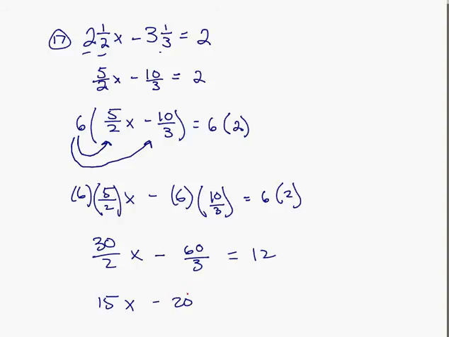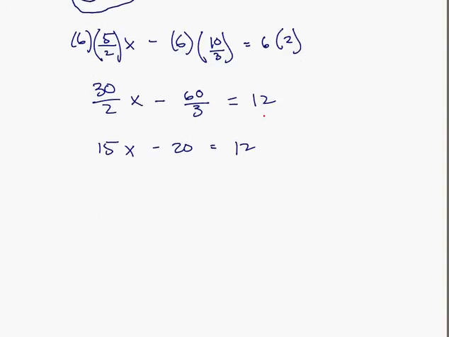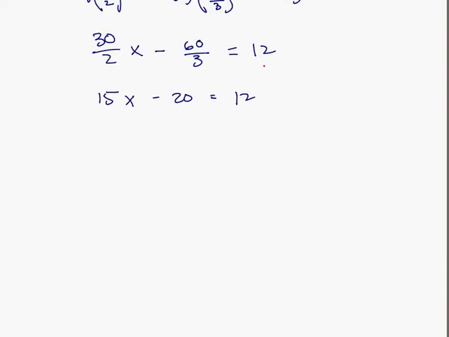So by performing these steps, I've now rewritten the equation so that there's no fractions involved. Okay? Now we'll go ahead and solve as we ordinarily do. So I'm going to add 20 to both sides of the equation, to get rid of the constant on the variable side of the equation. So this becomes 15x, and on the right side of the equation we get 32.